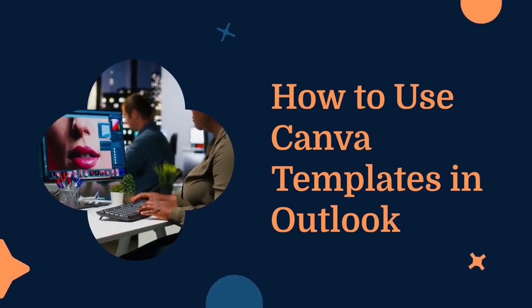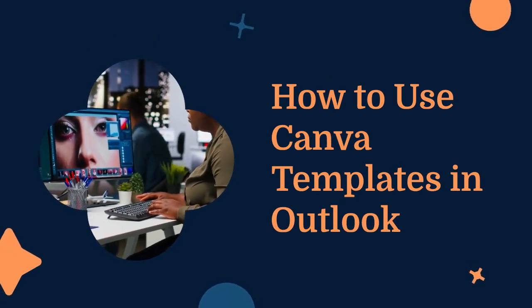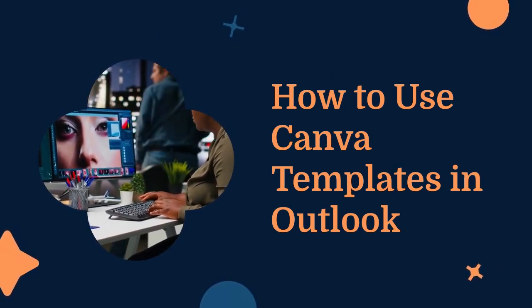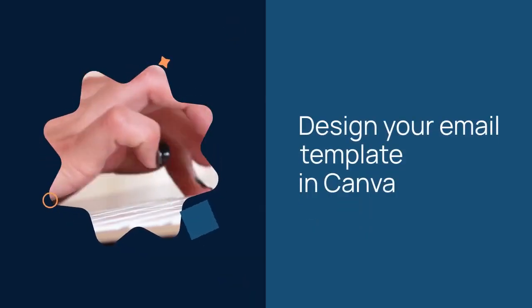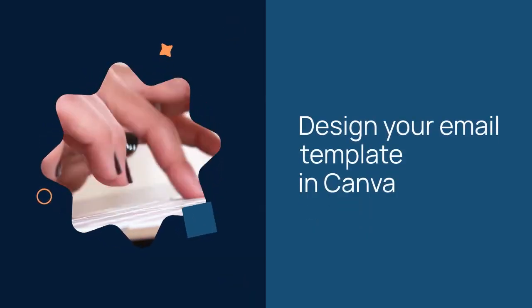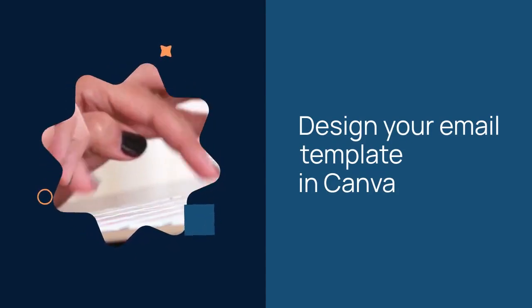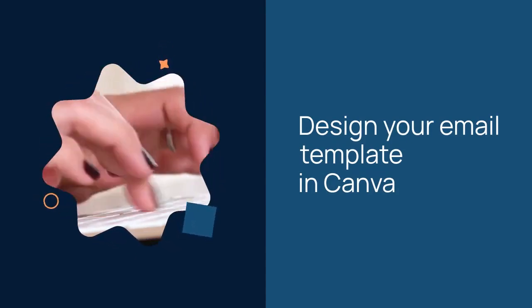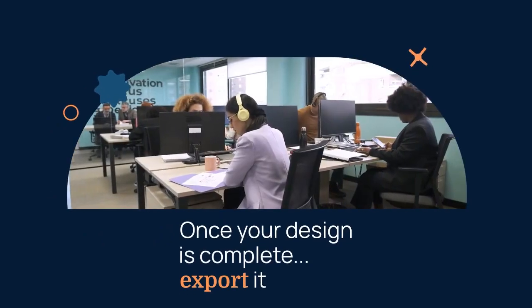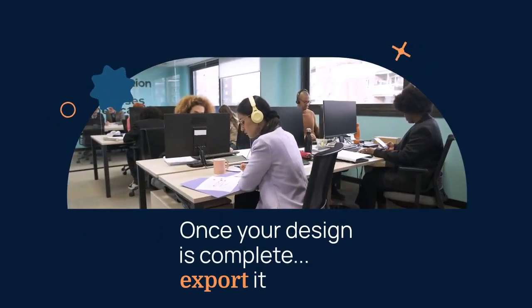Let's jump in. You want to use your beautiful Canva email templates directly in Outlook. Here's the easiest way to make that happen. First, design your email template exactly as you want it within Canva. Make sure all your text, images, and branding elements are perfect. Once your design is complete, you'll need to export it.